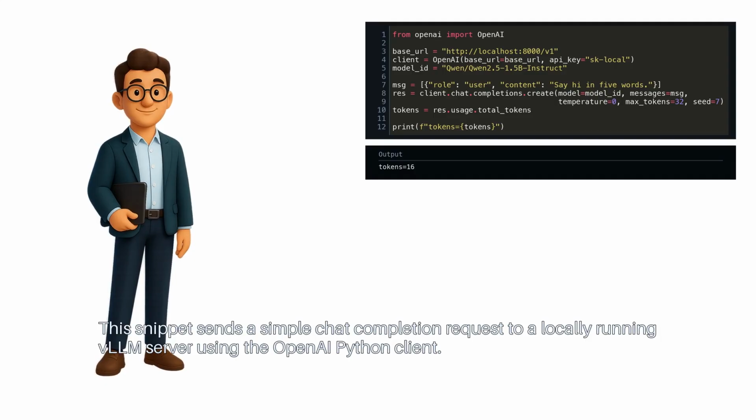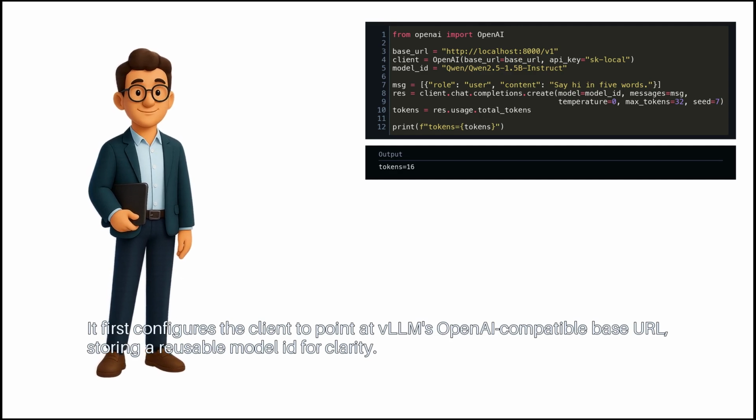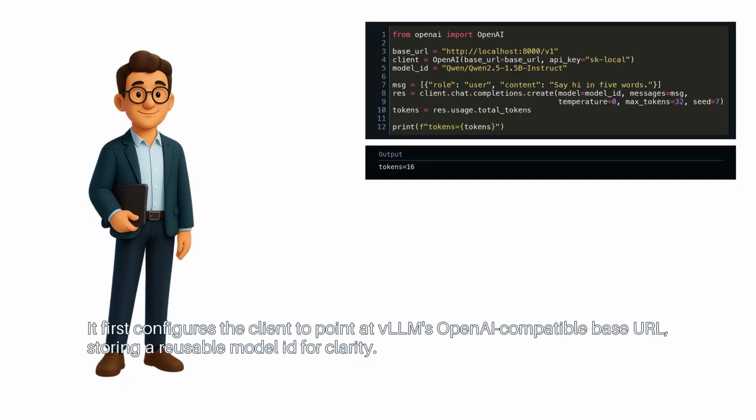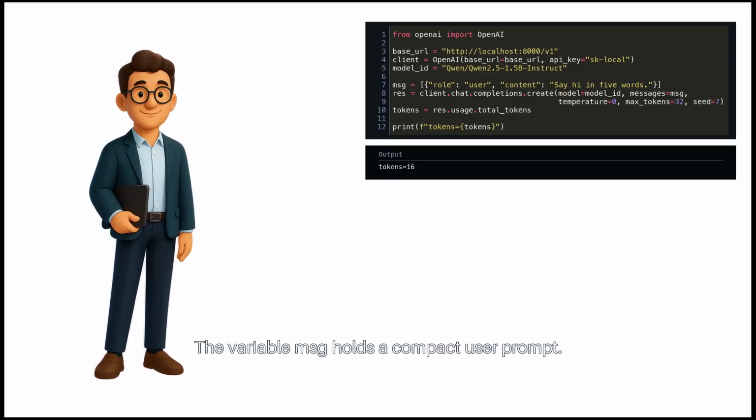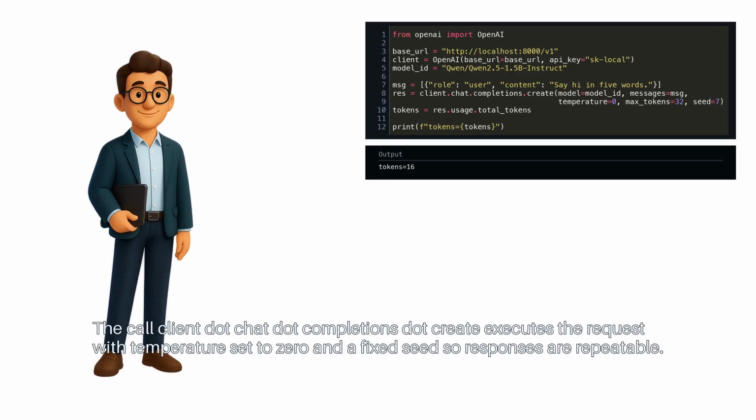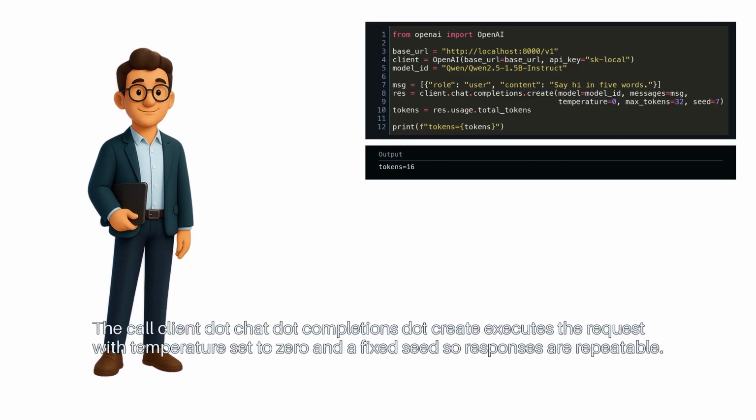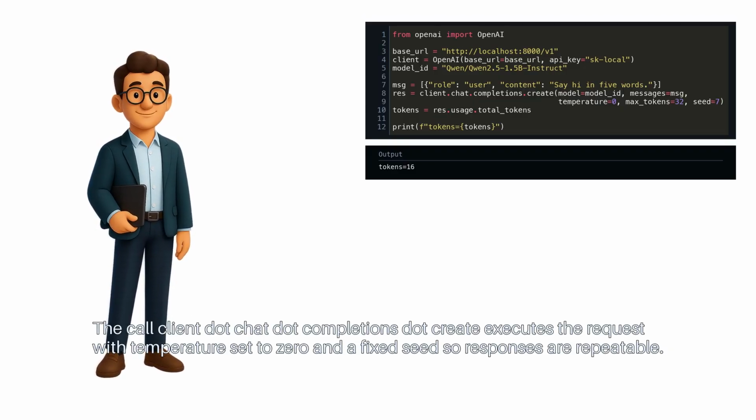This snippet sends a simple chat completion request to a locally running vLLM server using the OpenAI Python client. It first configures the client to point at vLLM's OpenAI-compatible base URL, storing a reusable model ID for clarity. The variable MSG holds a compact user prompt. The call client.chat.completions.create executes the request with temperature set to 0 and a fixed seed, so responses are repeatable.